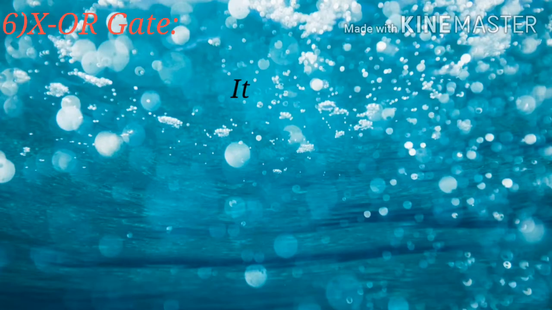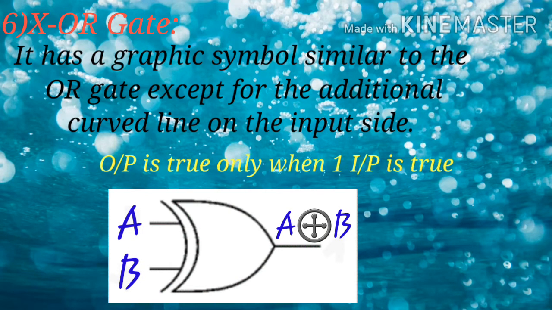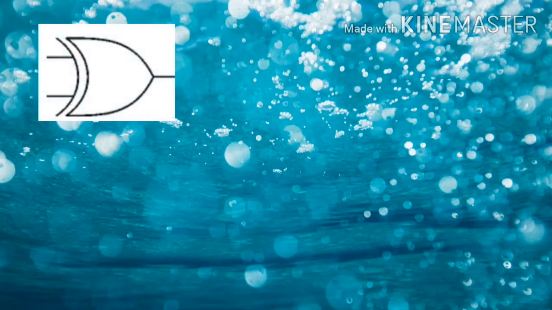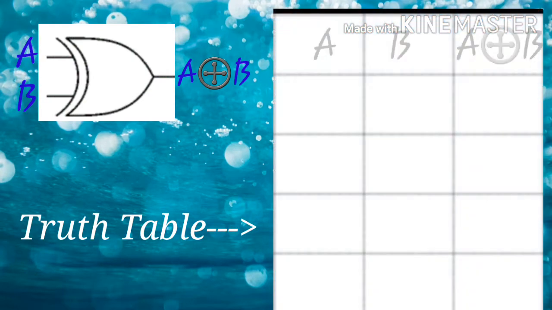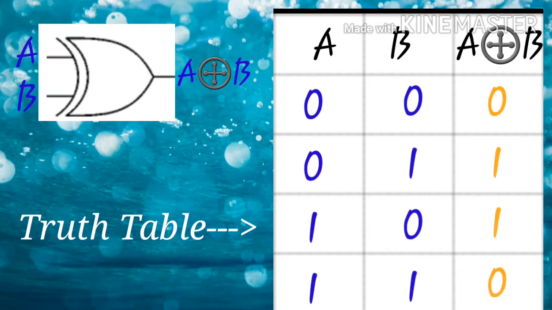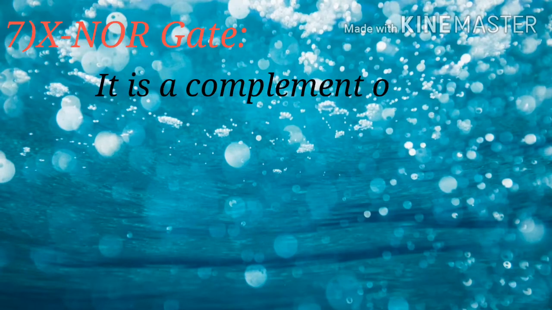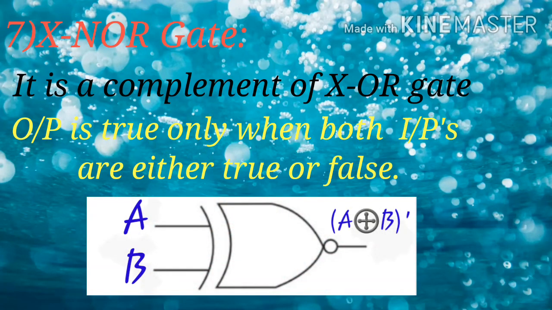6. XOR gate: it has a graphic symbol similar to the OR gate except for the additional curved line on the input side. Output is true only when one of the inputs is true and the other is false. 7. XNOR gate: we perform the complement of the XOR gate and output is true only when both the inputs are either true or false.